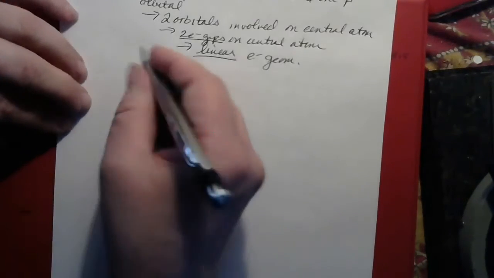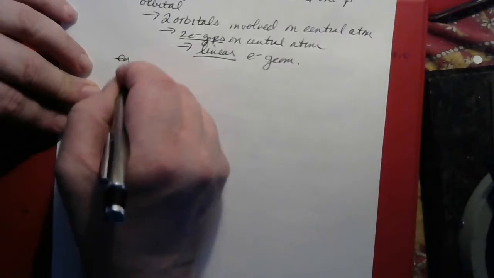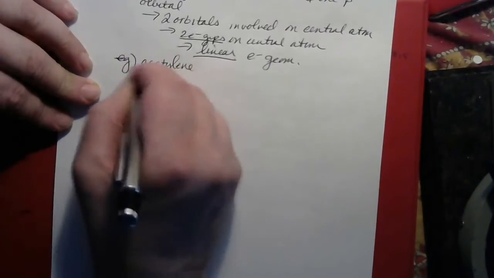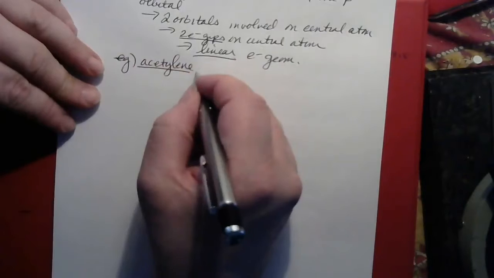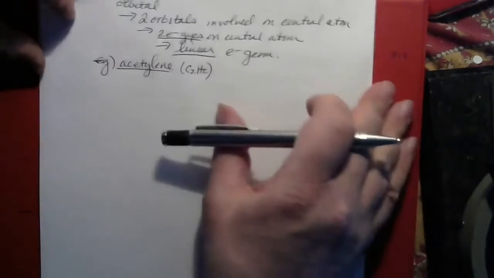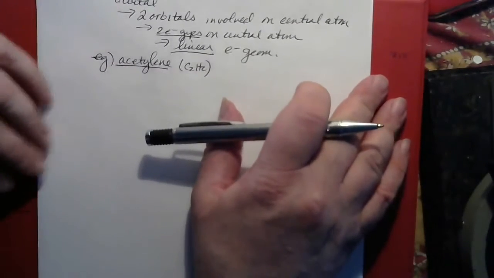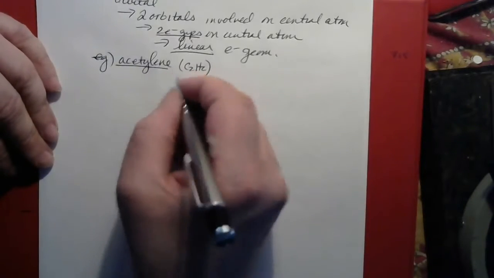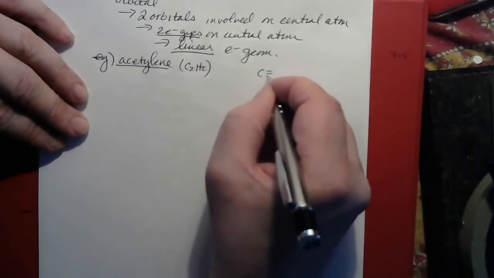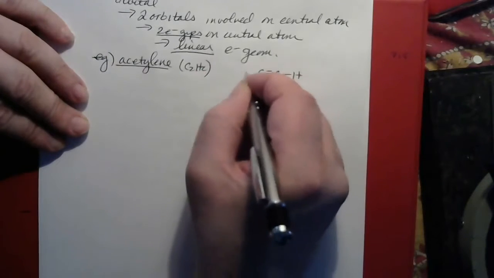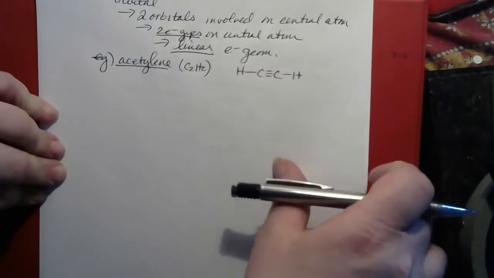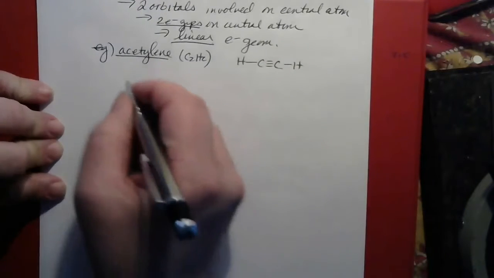So if we look at carbon, a common compound that has this type of hybridization is acetylene. It burns very hot, so it's used in things like acetylene torches. And it has the formula C2H2, but if you do a Lewis structure on it, you find that it has a triple bond between the carbons. That's the only way to get an octet around both of the carbons and to have everybody be happy.